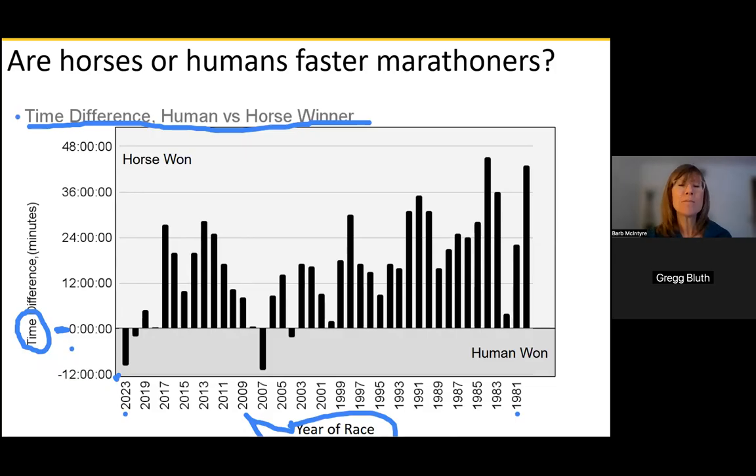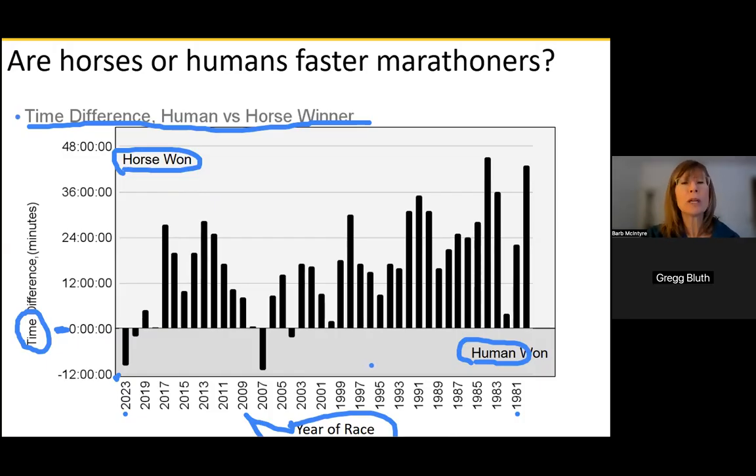And I can see that the maker of the graph did this so that we could have two variables on the same graph. I'm noticing that we've got humans in this lower shaded portion of the graph, and I've got the results for horse wins in this unshaded area. So this bar graph is going to give me information about the number of wins for horses and for humans, and the time difference in the wins, so the margin of win.